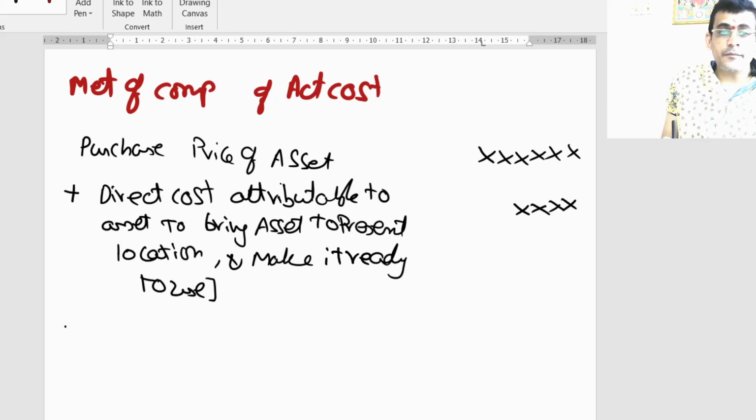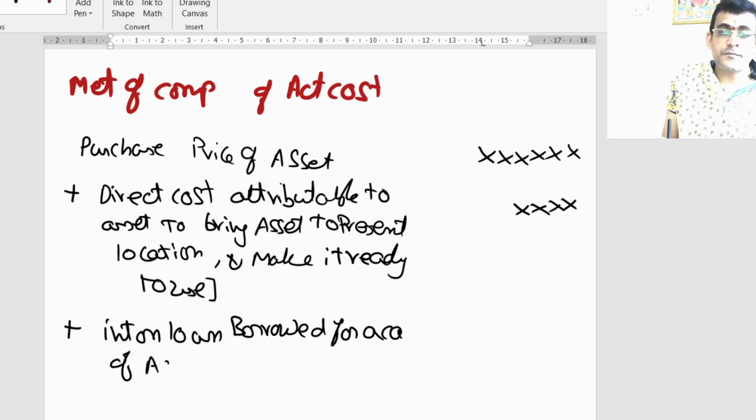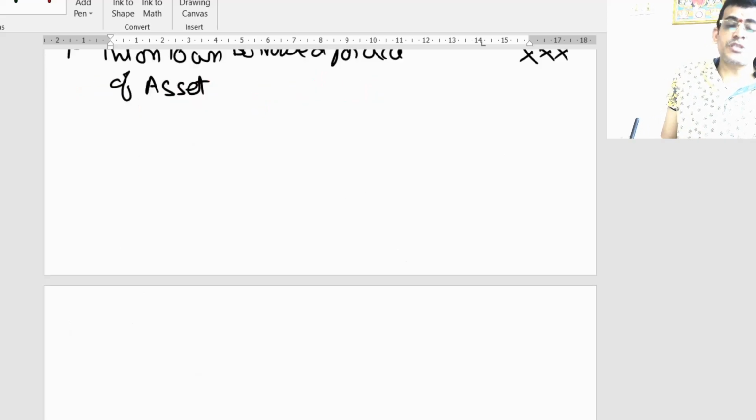Then, whatever we are discussing now, I will discuss this point again when we cover section 36 subsection 1 clause 3. Now what is this? Interest on loan borrowed for acquisition of the asset. The same point I will discuss again when we deal with section 36 subsection 1 clause 3, because it is very important. So these are the additions which I am supposed to make.